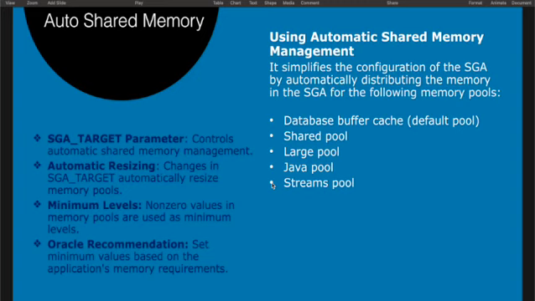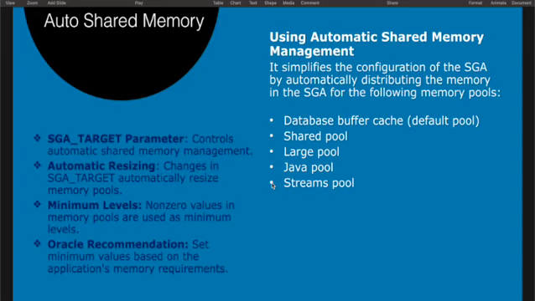Automatic shared memory management simplifies the configuration of the SGA by automatically distributing the memory in the SGA for the following memory pools: database buffer cache, which is the default pool; shared pool; large pool; Java pool; streams pool. Automatic shared memory management is controlled by the SGA_TARGET parameter. Changes in the value of the SGA_TARGET parameter automatically resize these memory pools.